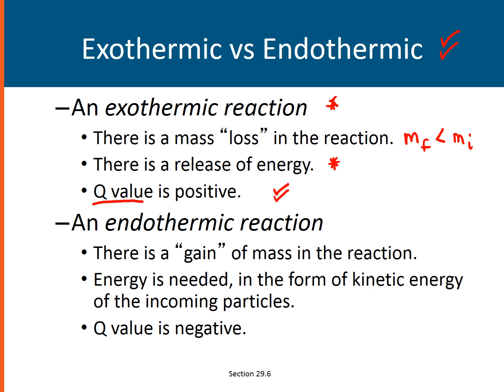Moving on, in an endothermic reaction, there is mass gain, so therefore the final mass of whatever atom is produced is greater than the initial mass of the atom, and energy is needed in the form of kinetic energy of the incoming particles. Again, I will be discussing more about these two on the next slide, and therefore the Q value in an endothermic reaction is negative.